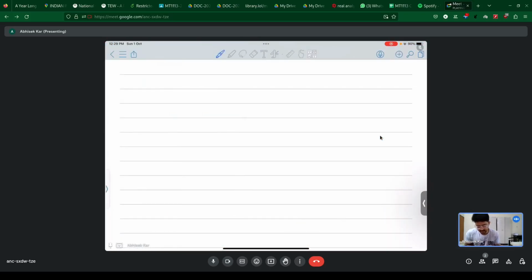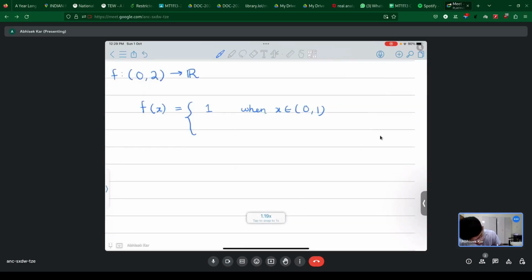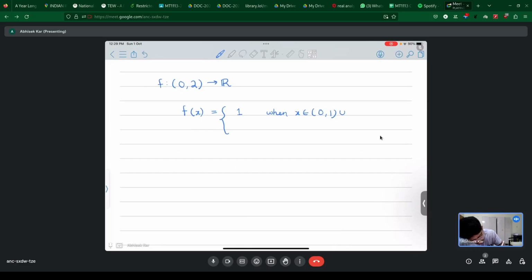So what was the question? We have a function f from [0, 2] to R, and that function is defined as f(x) equal to 1 when x belongs to [0, 1) union (1, 2], and 0 when x is equal to 1.